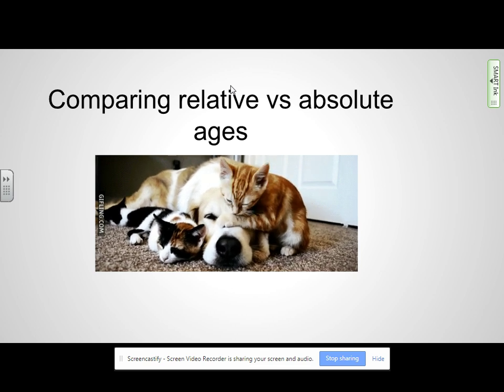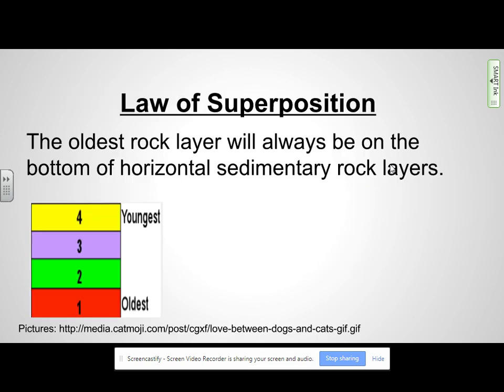If you said relative age, you are correct. I'm not giving you exact numbers. I'm just telling you this kitten is younger than that dog, or this dog is older than this kitten. Now, if I was giving absolute ages, I would know something about their exact age. Like I could say the dog is 5 years old and the kitten is 3 months old. That's me describing rocks by using their absolute age. I've got a number in there.